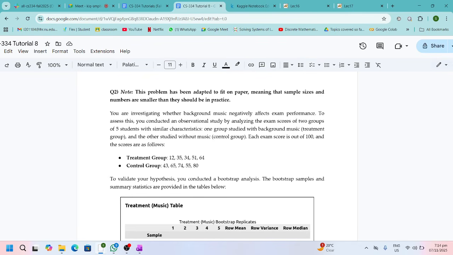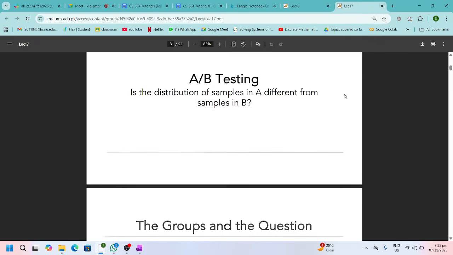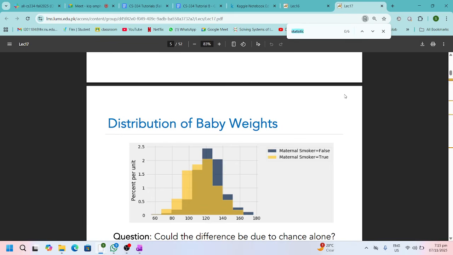So हमने treatment group के 5 individuals का score record कर लिया and control group के 5 individuals का result record कर लिया. To validate your hypothesis, you conducted a bootstrap analysis. So the reason for including bootstrap sampling is because I want to just quickly reiterate this concept as well. You have bootstrap in here, I believe.